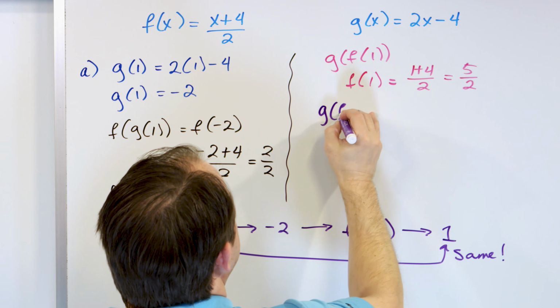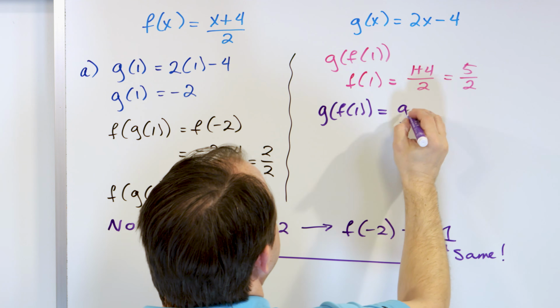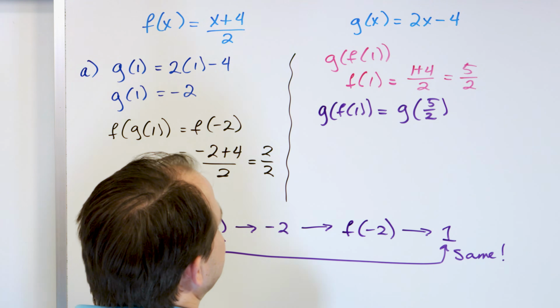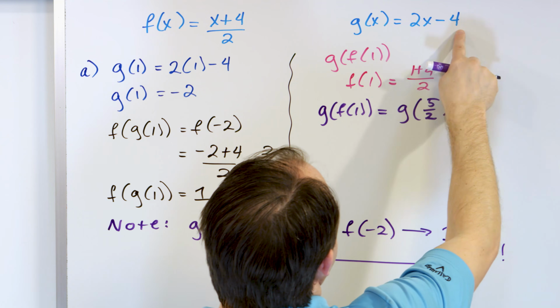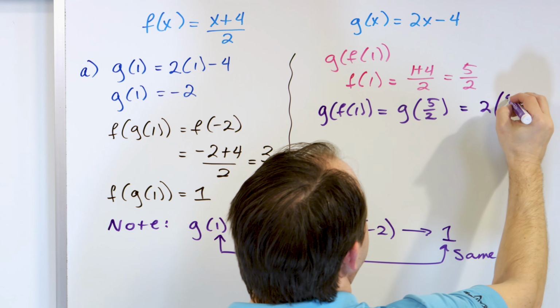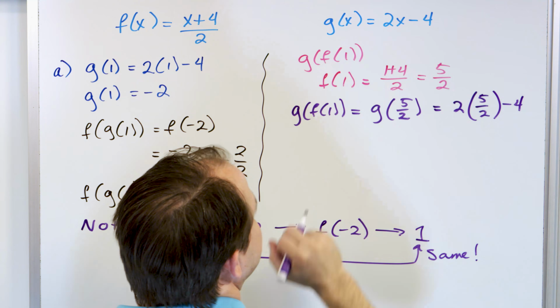So g of f of 1 means that we had a 5/2 here, so we do g of 5/2, because that's what we calculated. We're feeding that into the g function. What is the g function? It's 2 times the input here, which is 5/2, minus 4. So I've taken this and I'm sticking it into the g function.